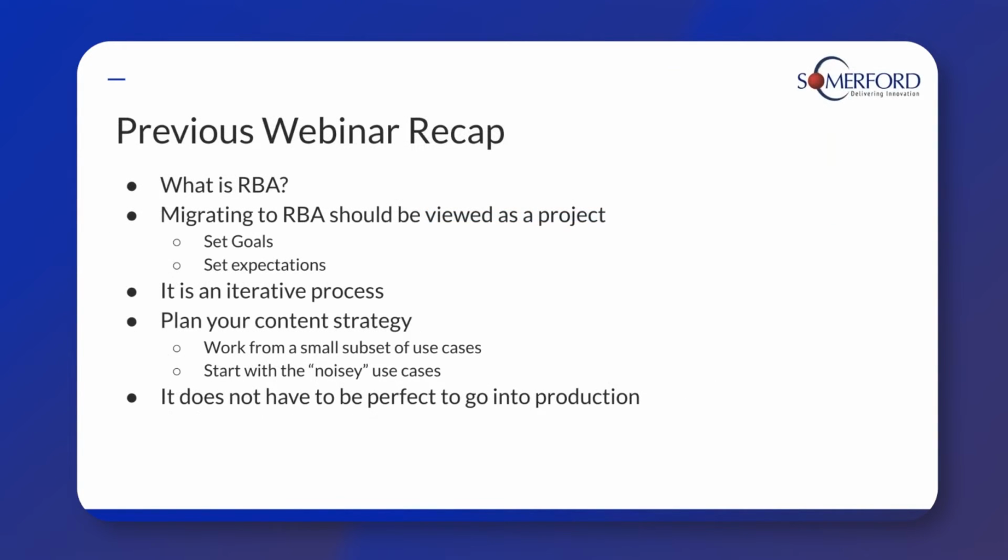So let's start off with the previous webinar. Obviously we talked about what RBA is. We looked at it as being a project. You need to set goals and expectations and make sure that they are correct, so that the business understands what this is actually going to be. We need to be clear that it's an iterative process, which much of what we talk about today is going to highlight. We want to plan our content strategy, make sure that we've got a small subset, using noisy use cases. And again, remember, it doesn't have to be perfect to go into production, but obviously if we can do some tuning beforehand, it makes most sense, right? So these are the concepts we previously talked about, and now we're going to move on from there.